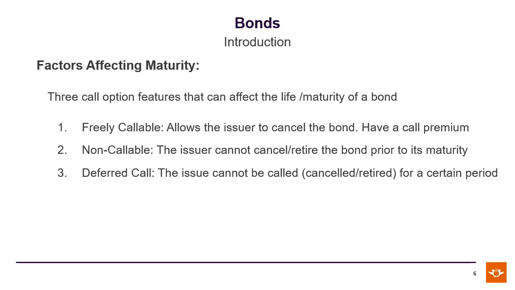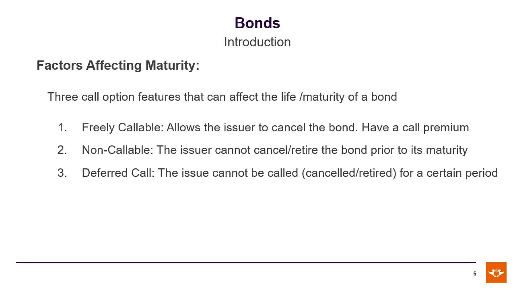The 3 call option features that can affect the maturity of a bond are as follows. A bond can be freely callable. This allows the issuer to cancel the bond at their discretion, but it comes with a call premium. A bond can be non-callable. The issuer cannot cancel or retire the bond prior to its maturity. Or the bond could have a deferred call. So the issuer does have the right to recall the bond, but only after a specific period of time. So it may not be callable for the first 2 years.